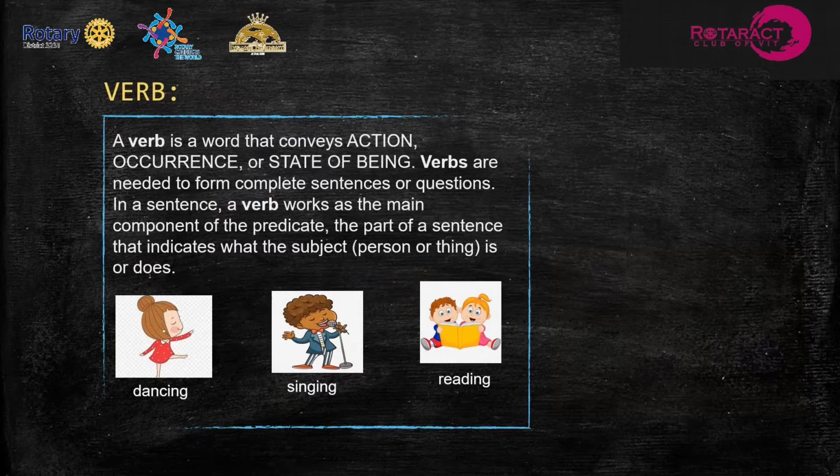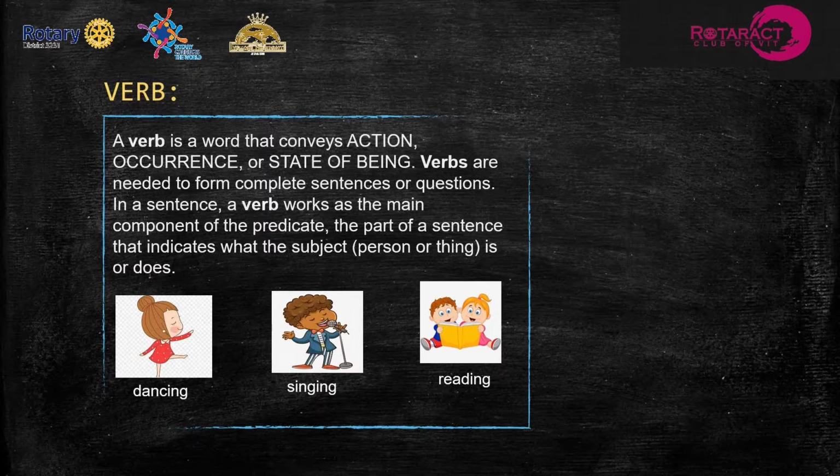Verb. A verb is a word that conveys action, occurrence, or state of being. Verbs are needed to form complete sentences or questions. In a sentence, a verb works as the main component of the predicate, the part of a sentence that indicates what the subject is or does.